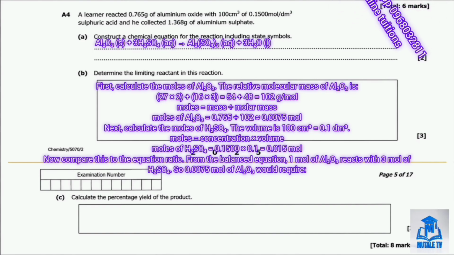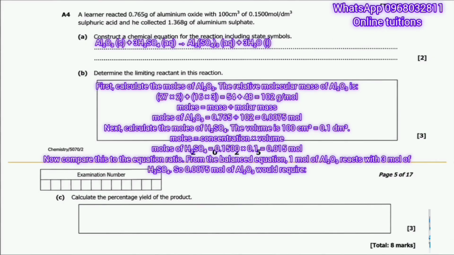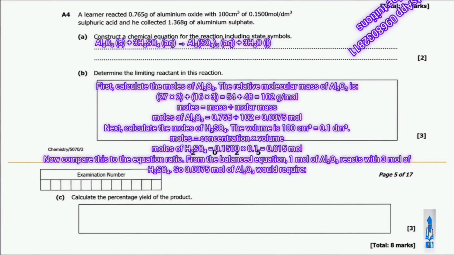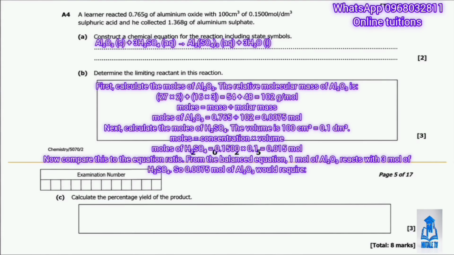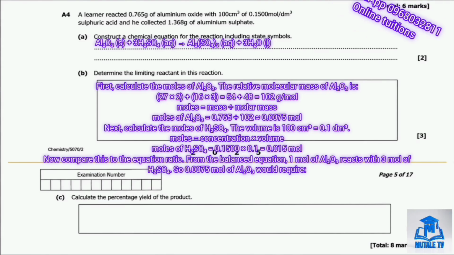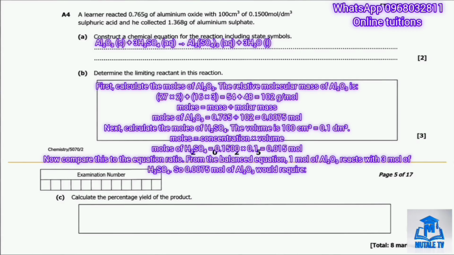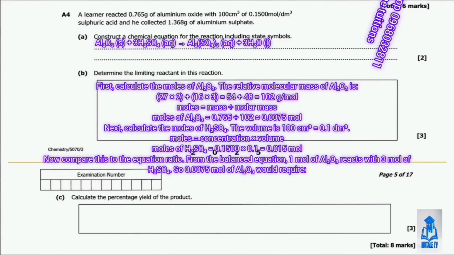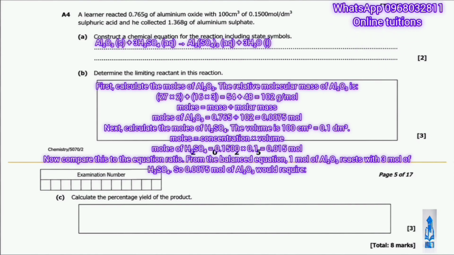Now compare this to the equation ratio. From the balanced equation, 1 mole of aluminum oxide reacts with 3 moles of sulfuric acid. So 0.0075 moles of aluminum oxide would require 0.0075 times 3, which is 0.0225 moles of sulfuric acid. But we only have 0.015 moles of sulfuric acid available, which is less than what's needed. This tells us that sulfuric acid is the limiting reagent because it would run out first.